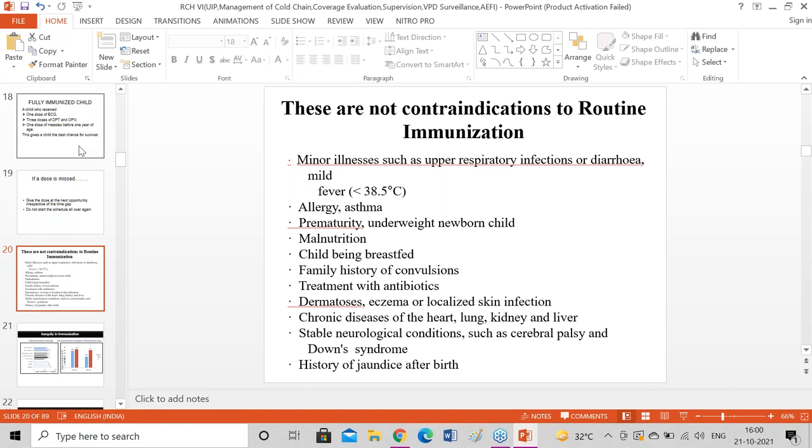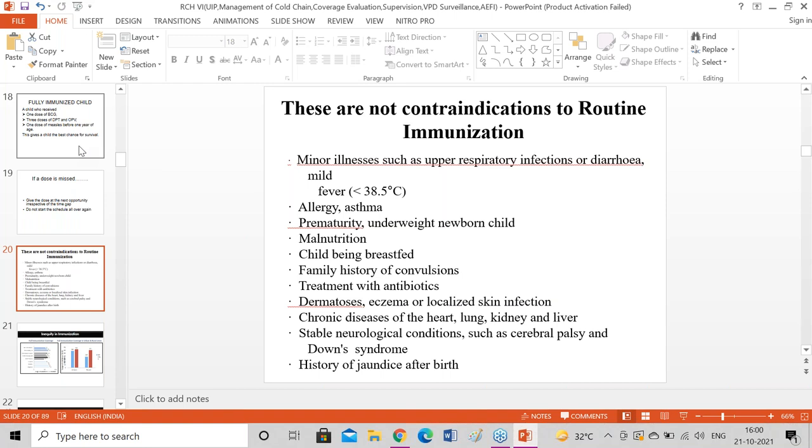Now, under FAQs, we can discuss the contraindications, or especially what are not contraindications to routine immunization. If you have a child for immunization who has minor illnesses such as a URTI or diarrhea or mild fever, which is less than 38.5 degrees centigrade, you can still follow the NIS, and you can still administer the vaccines.